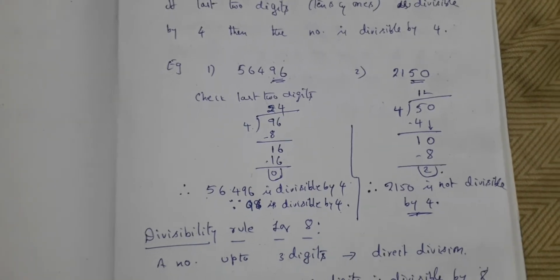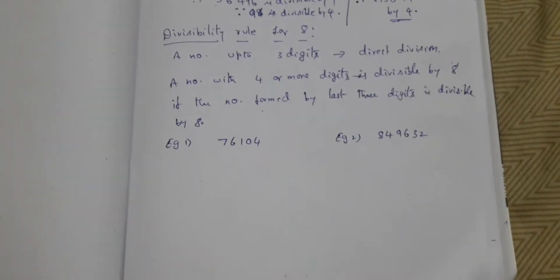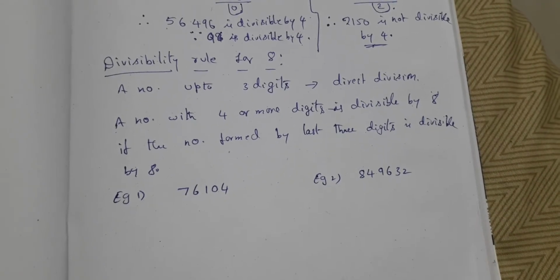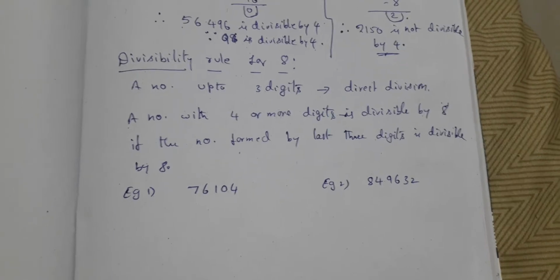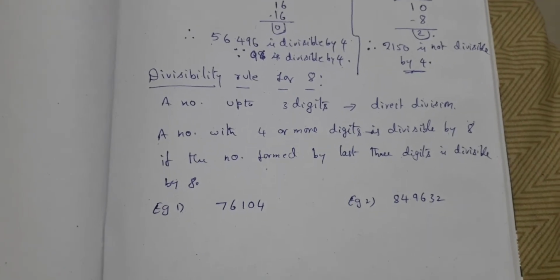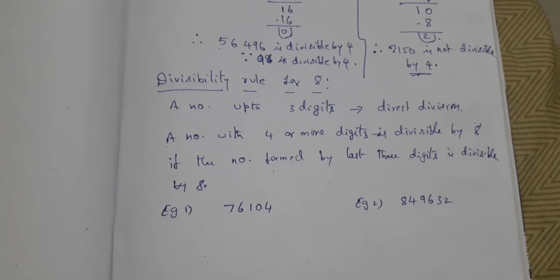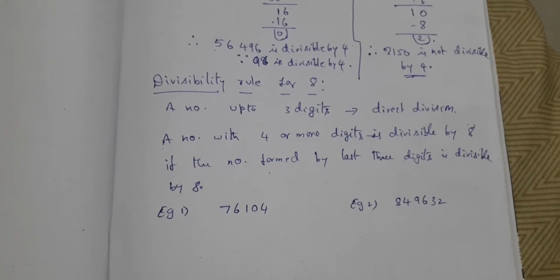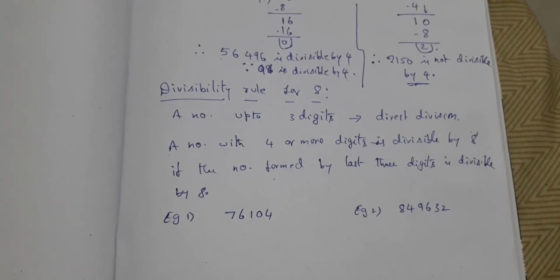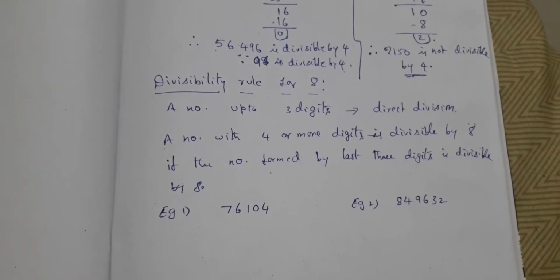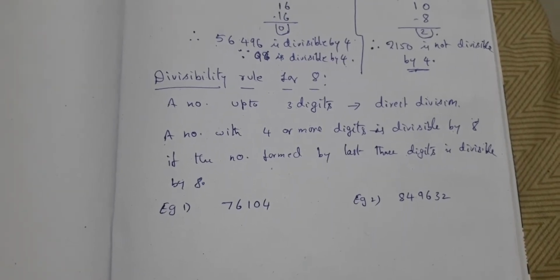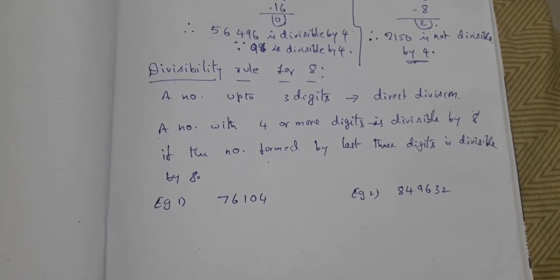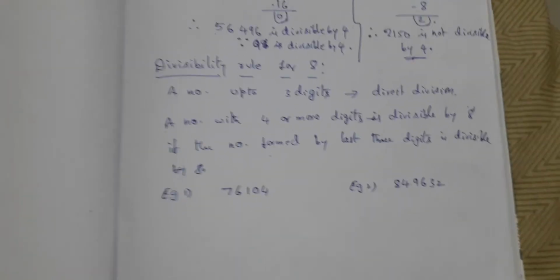So now let's move on to the next rule, divisibility rule for 8. So now there is something like this. Suppose you have a number, and in that number you may have 1 digit, you may have 2 digits, you may have 3 digits. Up to 3 digits, there is no divisibility rule. You have to directly verify it by the division method only. And if 4 or more digits are there, then you can use the divisibility rule. How? The same thing again. The last 3 digits must be divisible by 8.